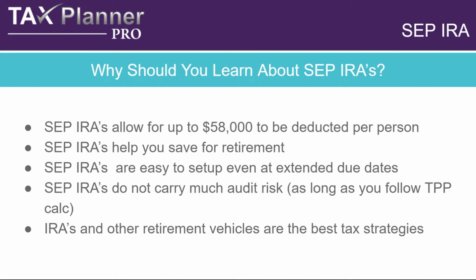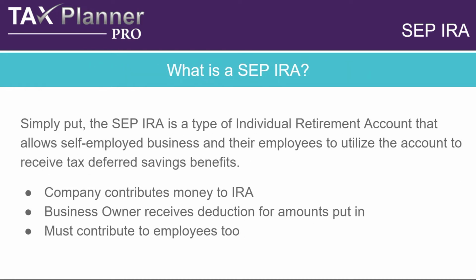And of course, with an IRA, you can't access it without a penalty, meaning you can't pull money out of it once you put it in without a penalty. But still, this is about as good as tax planning gets. So something to definitely take advantage of if you can.